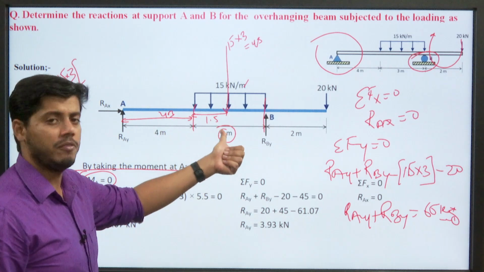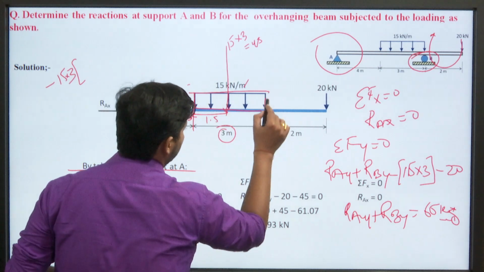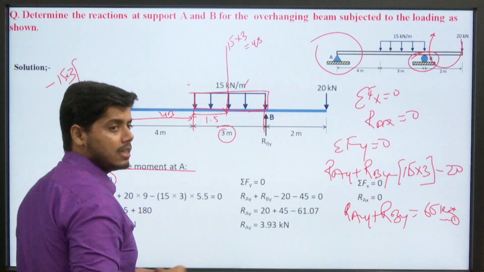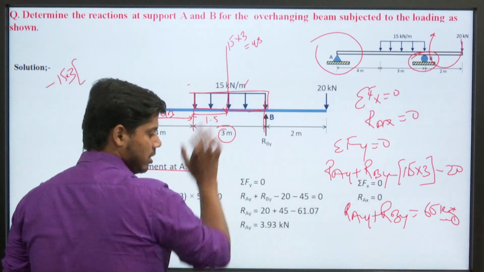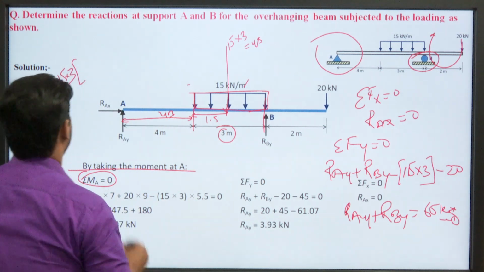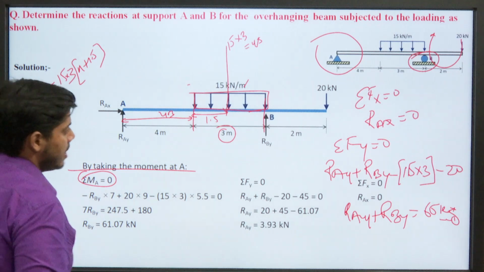The distance is 4 plus 1.5, because 1.5 is the CG of this body. This is a kind of rectangle, and the CG of a rectangle is half of the length. So, half of 3 meter, which means 1.5. So, 4 plus 1.5.